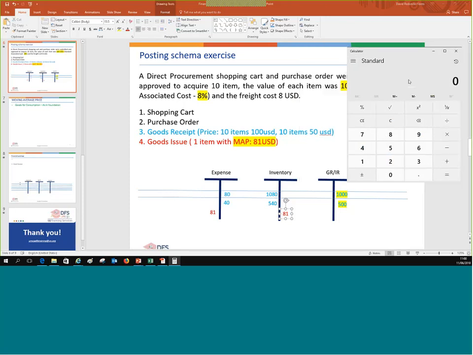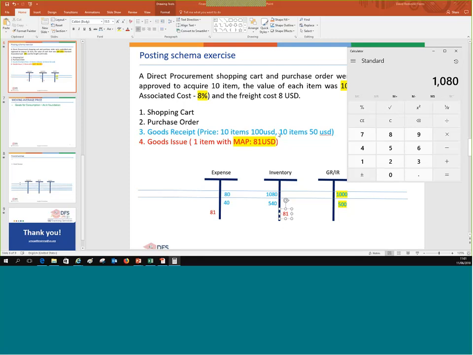So in this scenario, let's take these two steps. First step, we acquired 10 items, and each item was $100, right? And then we had the plus 8%. So the total value of inventory after the first good receipt was $1,080. This was the value of the inventory after the first good receipt.